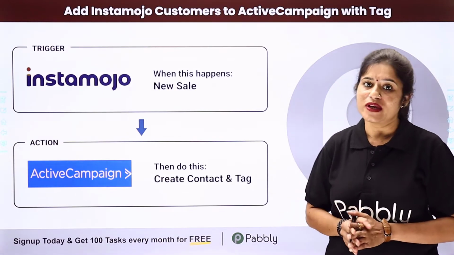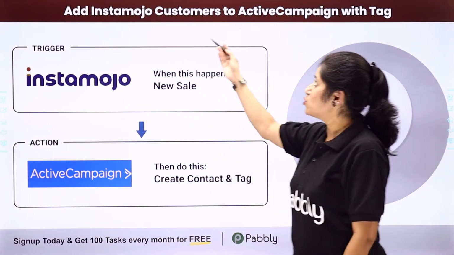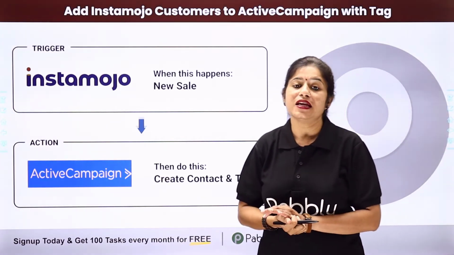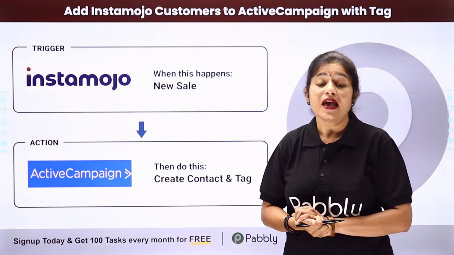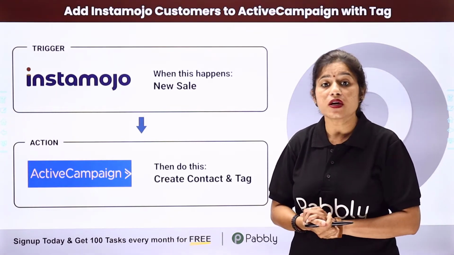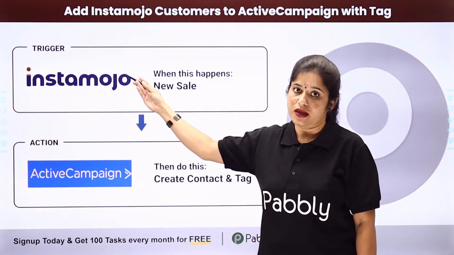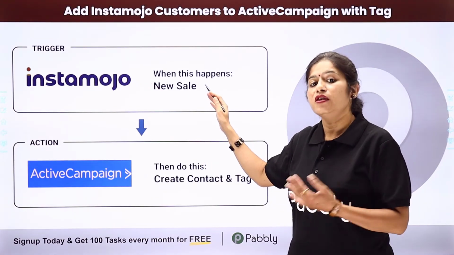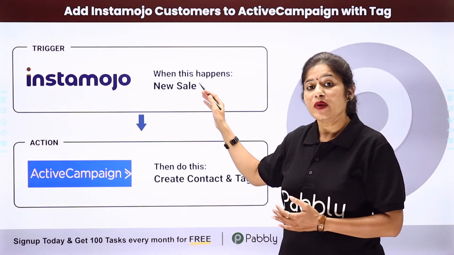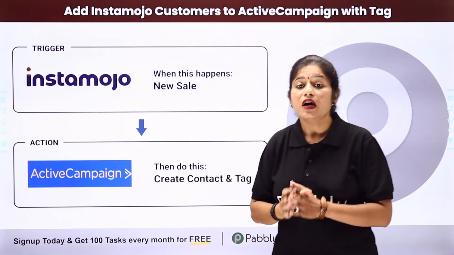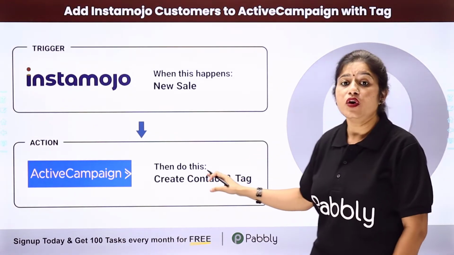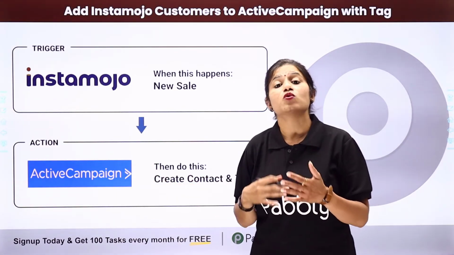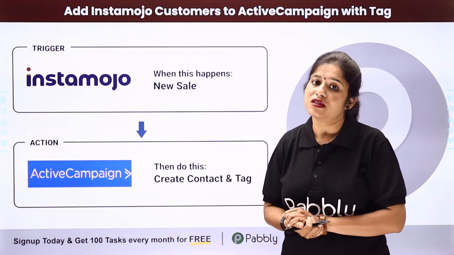In this video we are going to learn how you can add Instamojo customers to ActiveCampaign with tag. So let's take an example that you are selling some products digitally and you're collecting the payments for those products using your Instamojo payment gateway. Now you want that whenever a new sale happens or you receive a new payment for any of the order, automatically using the details of that order, a new contact should get created into your email marketing account, that is ActiveCampaign, so that you can send promotional messages and offers to your customers in future.